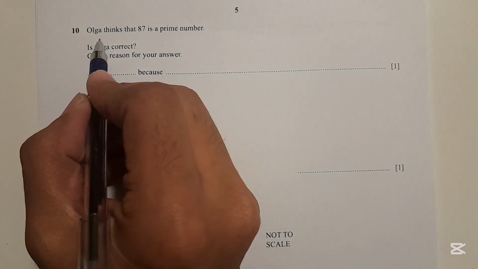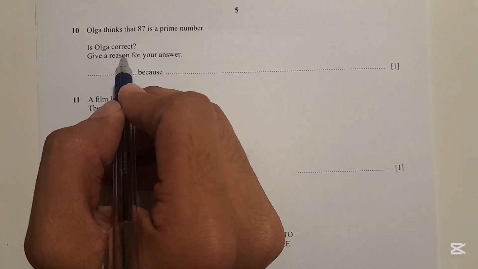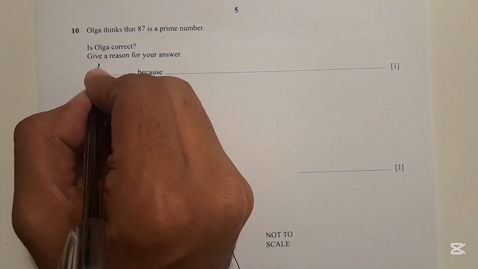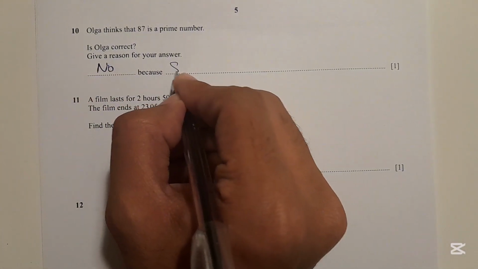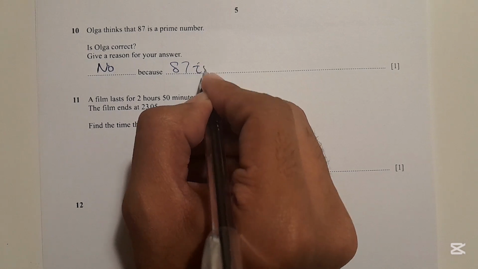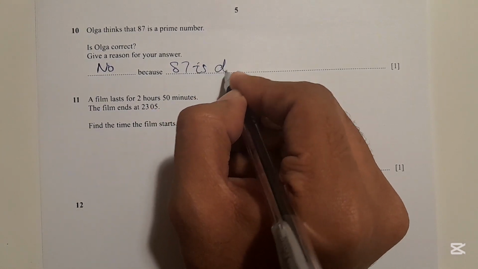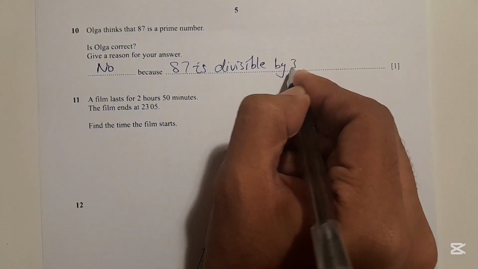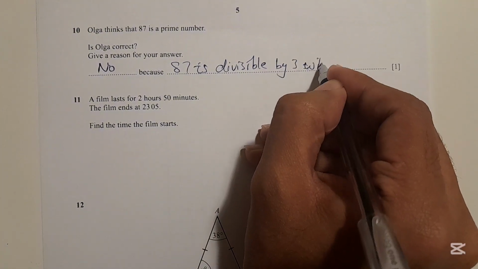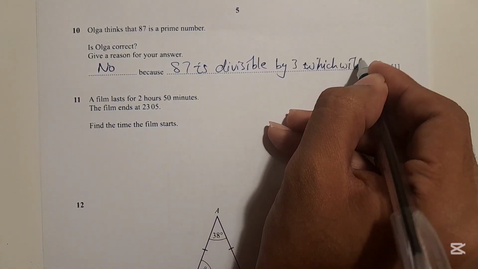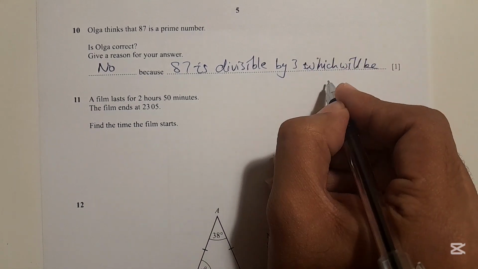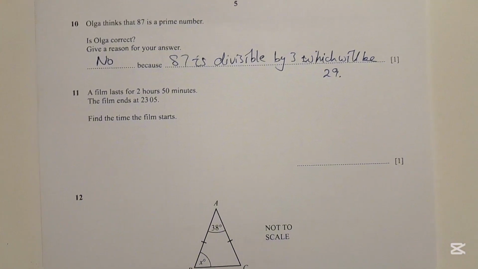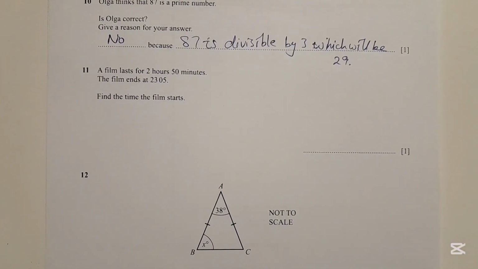Question 10 states Olga thinks that 87 is a prime number. Is Olga correct? Give a reason for your answer. So the answer is no, because 87 is divisible by 3, which will be 29. So this is how we can state it. It's a no and it's divisible by 3.